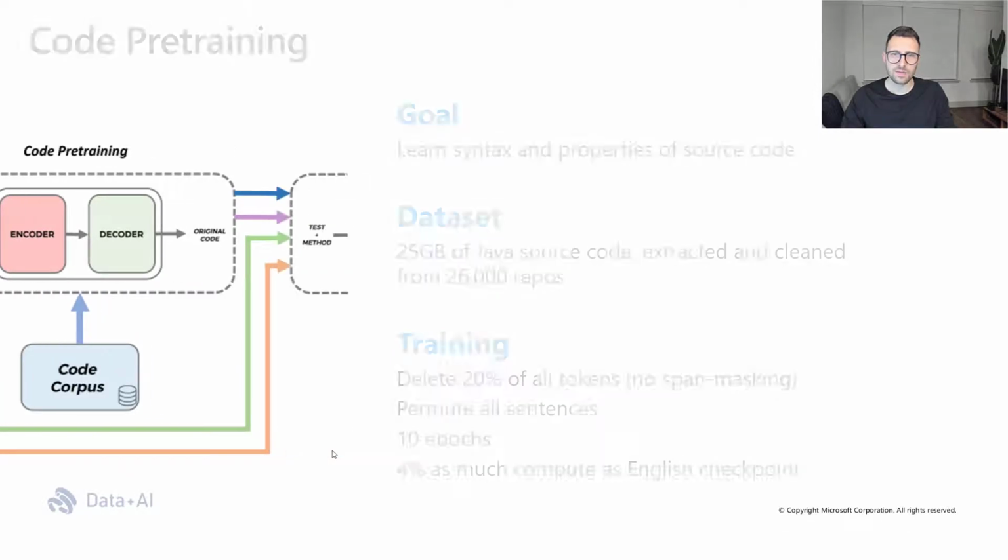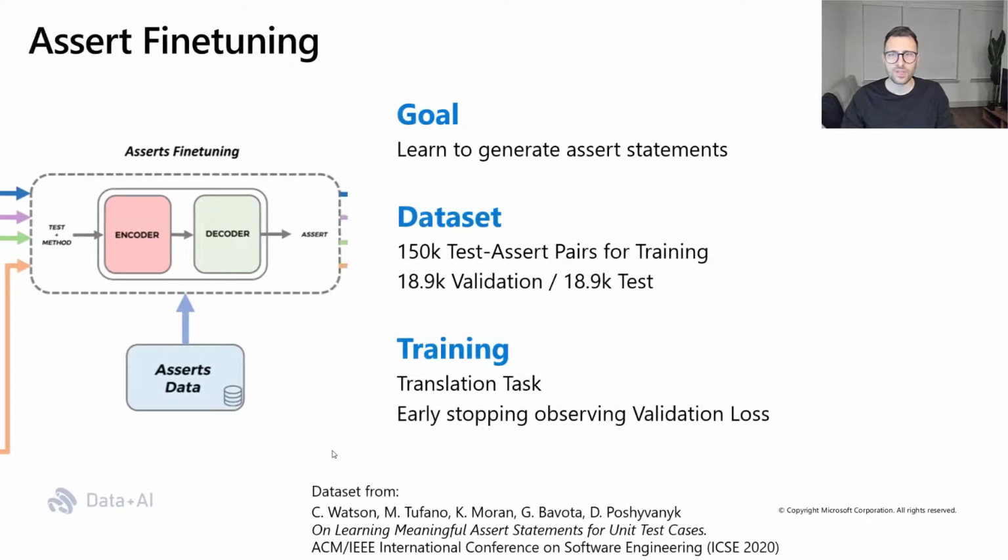Finally, during the Assert Finetuning stage, we train the model on the task of generating assert statements given the partially written test case and the focal method. For this training, we use the dataset extracted and curated by Watson et al. in their previous works on assert generation. In this stage, the task is not denoising, but rather a translation task. Here we let each model train, observing the validation loss and using early stopping to avoid overfitting.